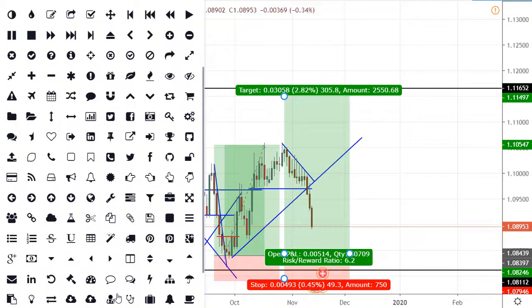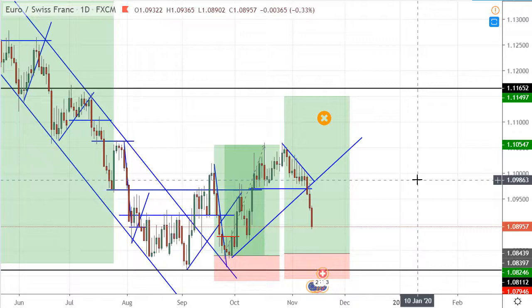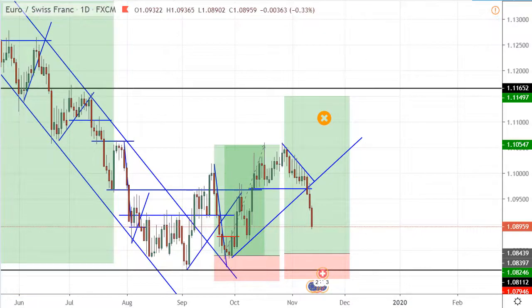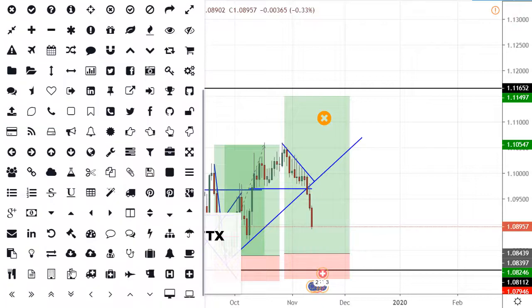Not really finding what I'm looking for here. Something like this, yeah, something like this maybe. This was a setup that didn't work out for us. And do we have the same kind of thing in terms of this was a good trade?